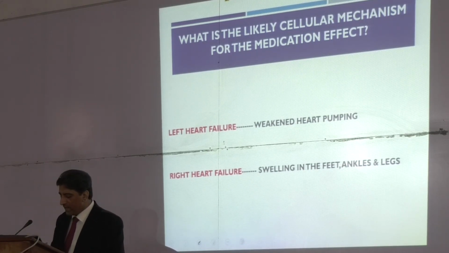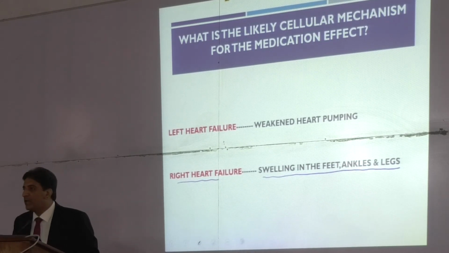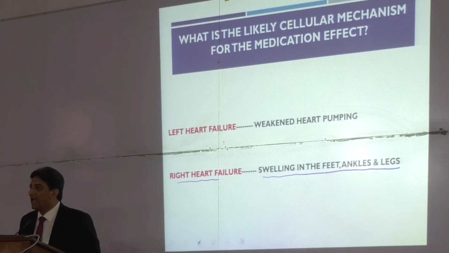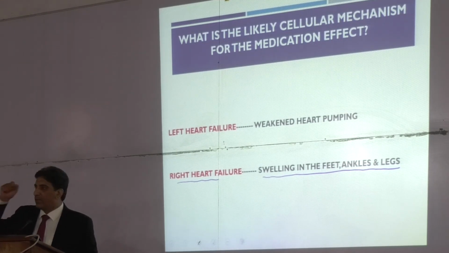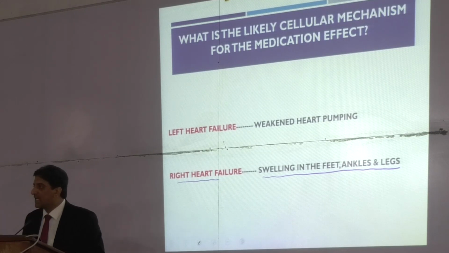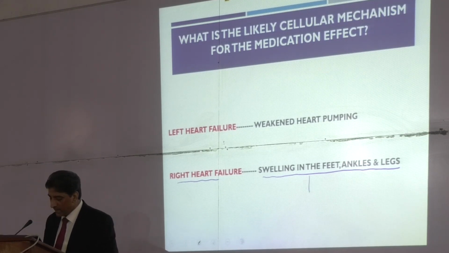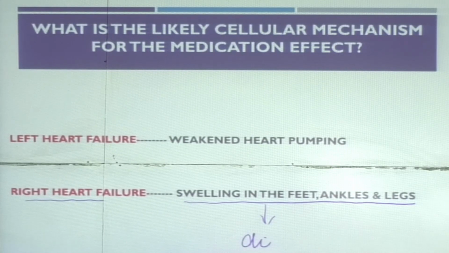So, in right-sided failure, the problem is swelling in the feet, ankles, and legs. You need to give your patient a drug that can reduce this swelling. And how can you reduce this swelling? You cannot reduce it by cutting. So you need to give your patient a drug that increases the urine output. Such drugs are called diuretics.